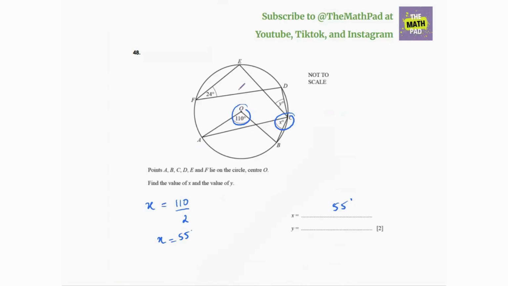Then for the one above, ED is the same chord. So angles coming out of the same chord are equal, which means 24 is the same as y. This is another circle theorem: angles coming out of the same segment. And if they're both going towards the circumference, they're going to be equal, which means y is equal to 24.